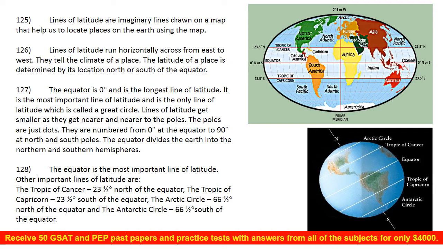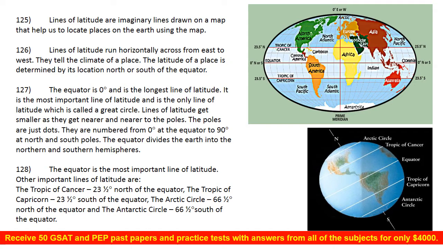Other important lines of latitude are the Tropic of Cancer, 23.5 degrees north of the equator. The Tropic of Capricorn at 23.5 degrees south of the equator. The Arctic Circle, located at 66.5 degrees north of the equator. And the Antarctic Circle, 66.5 degrees south of the equator.